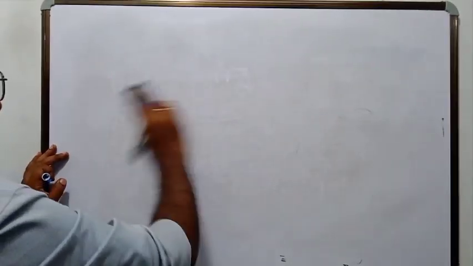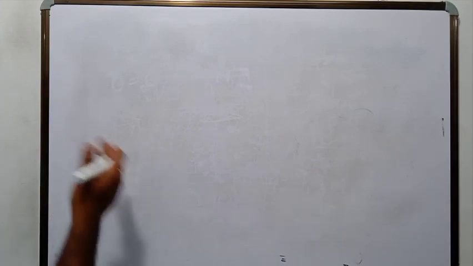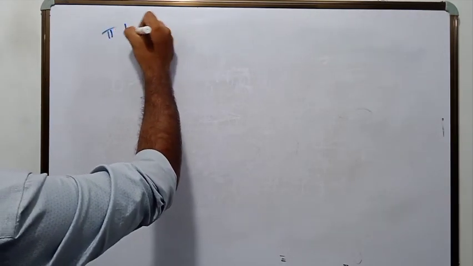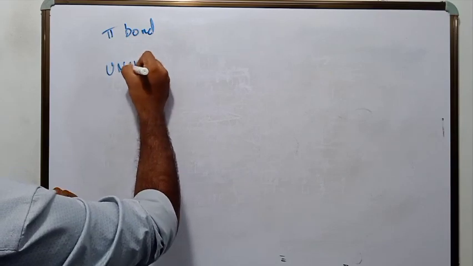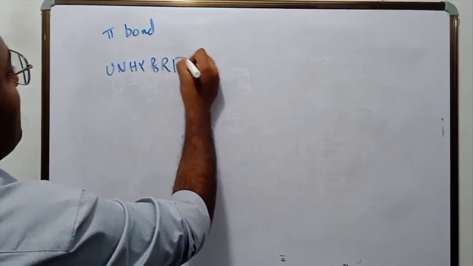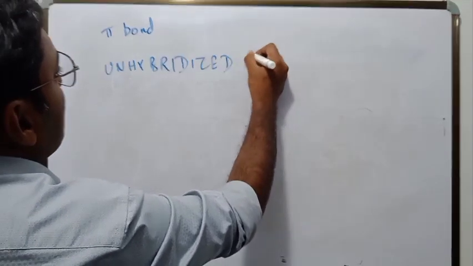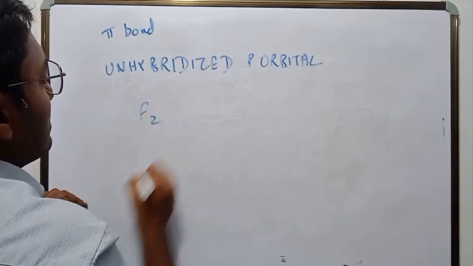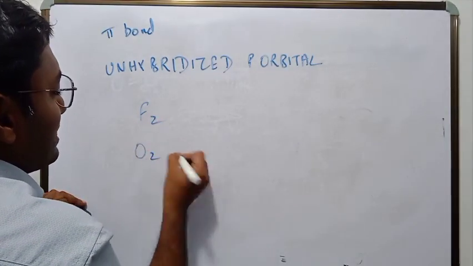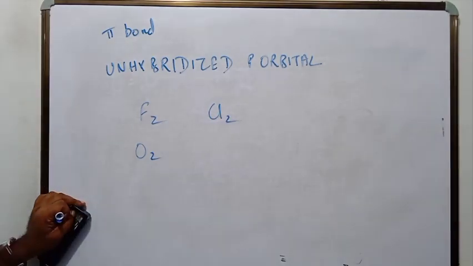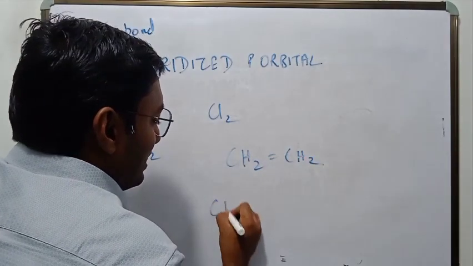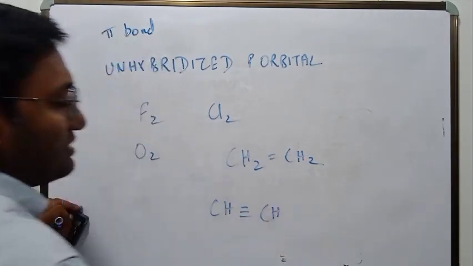We can see side-on overlap in alkene and alkyne. It occurs between unhybridized p orbitals. So for pi bond formation, we require unhybridized p orbitals. We have seen a lot of examples. For example, in fluorine the second bond is made like that, in oxygen the second bond is made like that, and in chlorine the second bond is made like that. In ethene and ethyne, the second and third bonds are made like this.